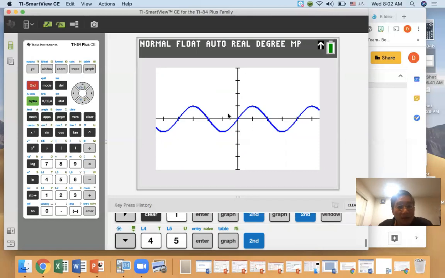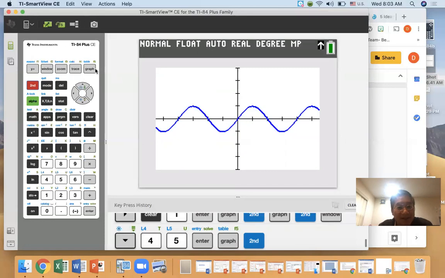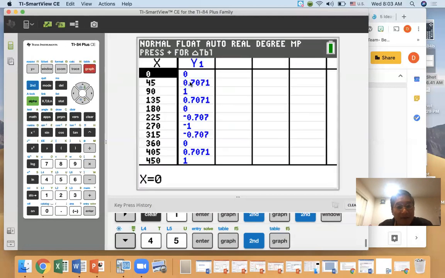You should remember, when you go to the table, second table, before you see the table, look here: when X is 0 degrees, the Y value is 0, right? When do you have 1, the highest value 1? Is it 90 or 45? Look here, 45 is not 1. 45 degrees is 0.707. 90 degrees is 1, right?